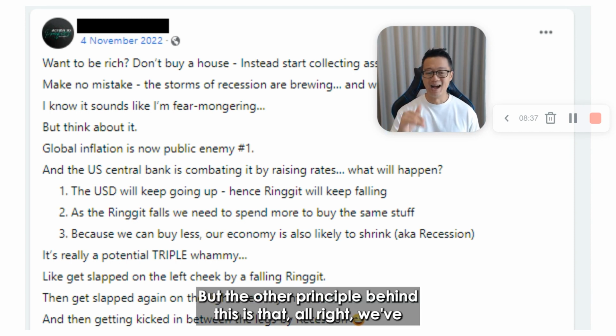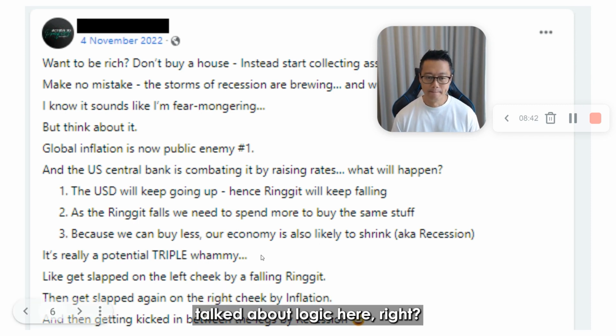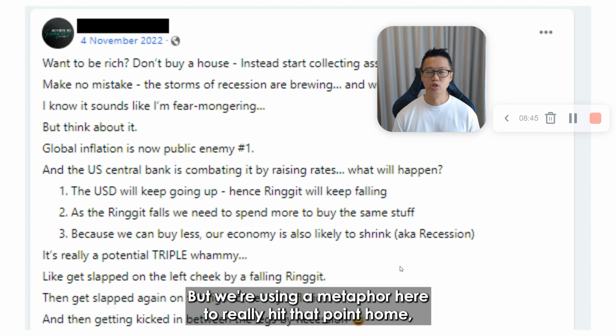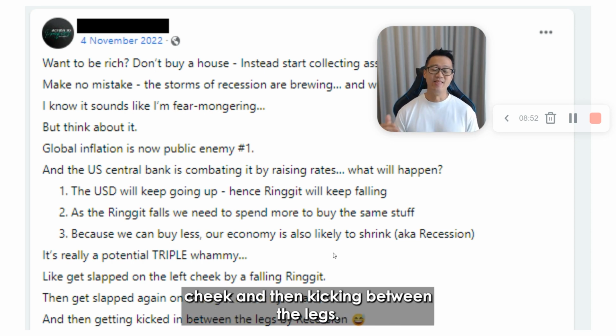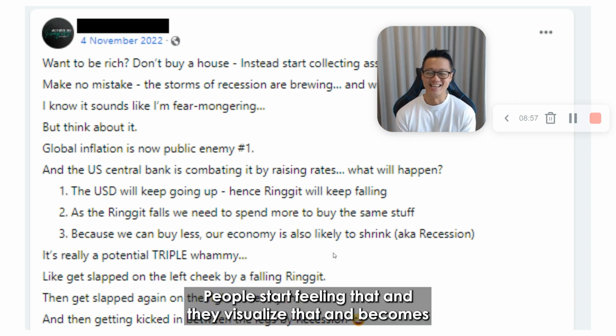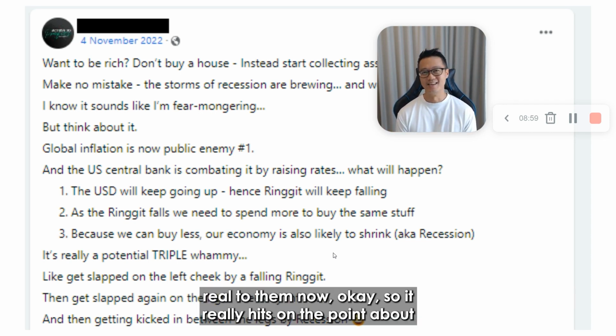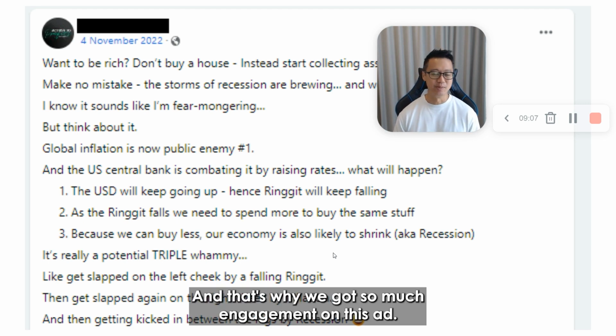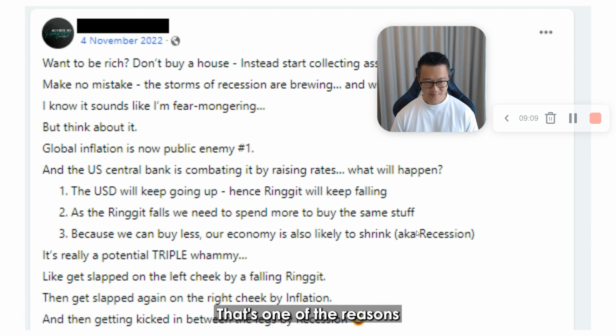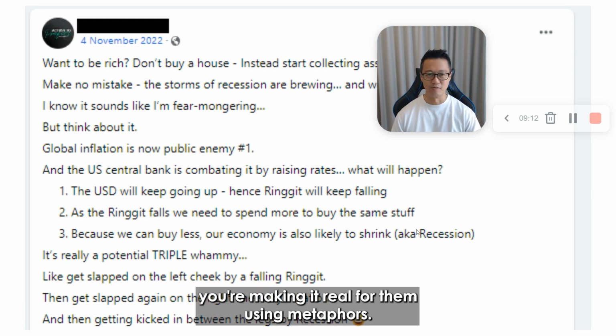But the other principle behind this is that, all right, we've talked about logic here, right? But we're using a metaphor here to really hit that point home, right? It's getting slapped on the left cheek and then on the right cheek and then kicked in between the legs. Yeah, people start feeling that and they visualize that and it becomes real to them. Okay, so it really hits home the point about the pain, right? And that's why we got so much engagement on this ad. That's one of the reasons, right? You're making it real for them using metaphors.